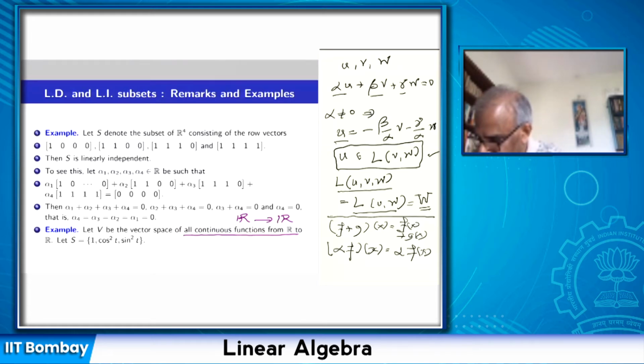Okay, look at this set. I have one, which is a constant function, cosine square t, and sine square t. These are three continuous functions from R to R. Let us see whether they are linearly dependent or independent.